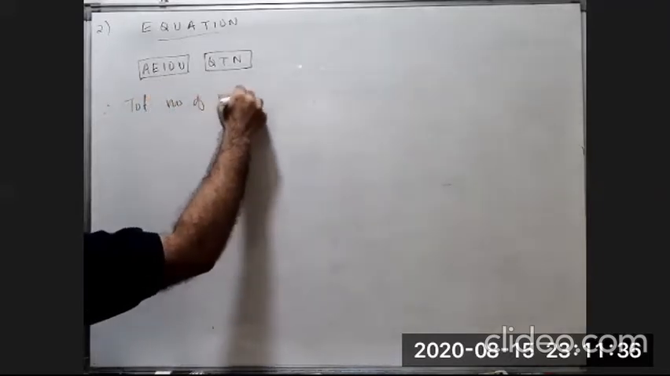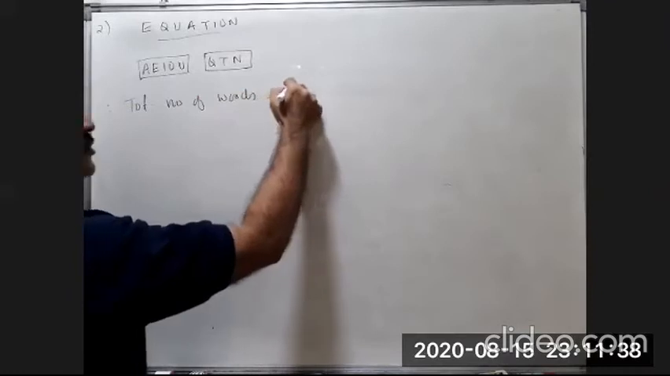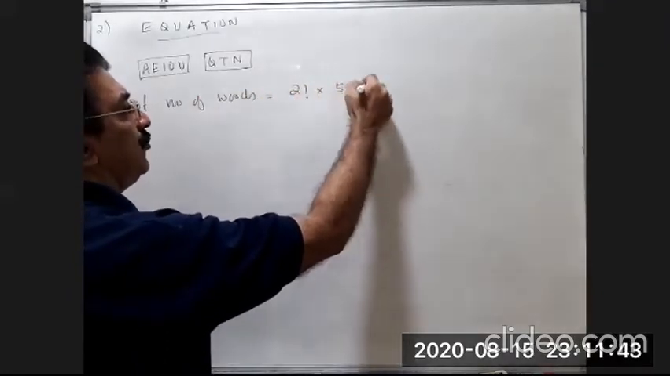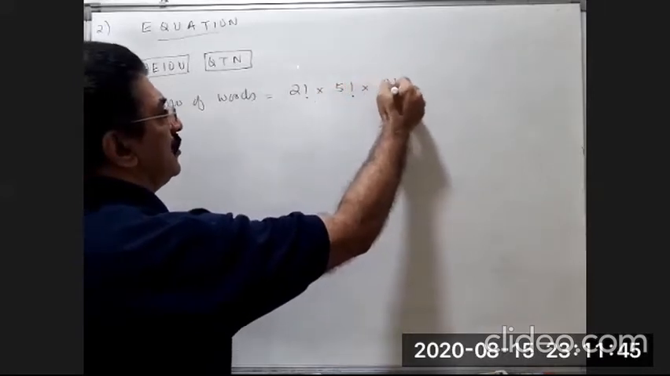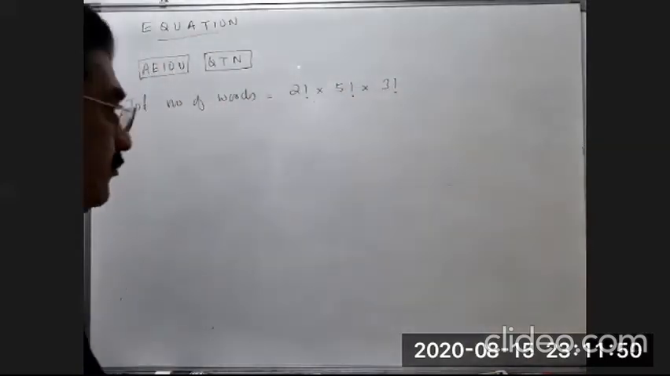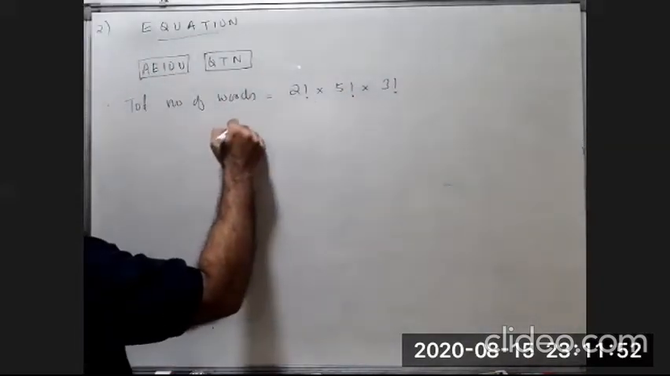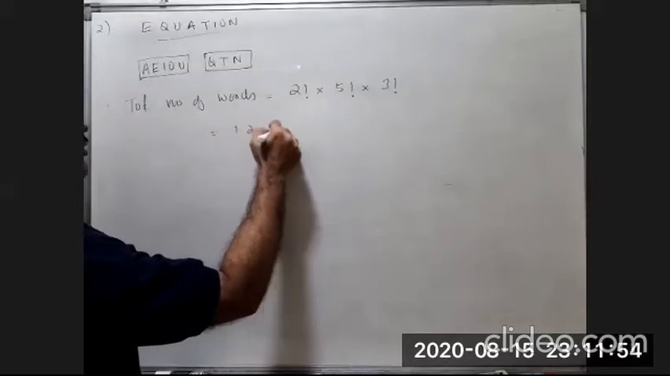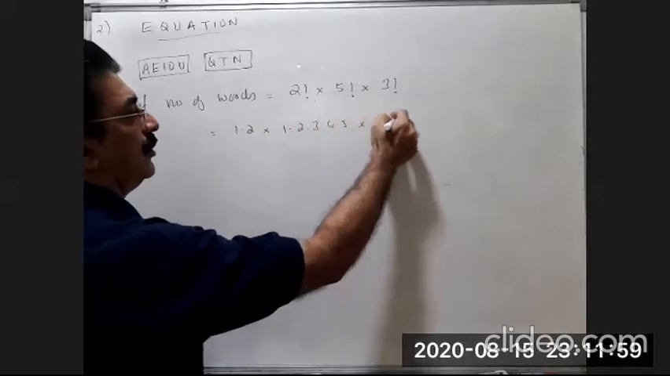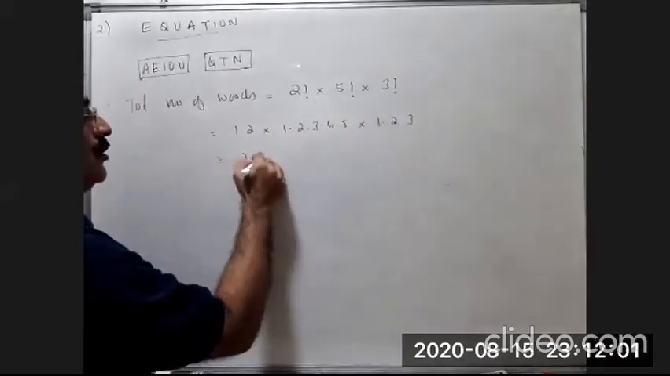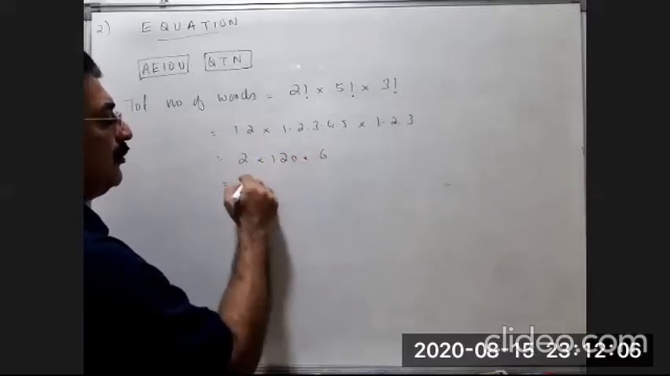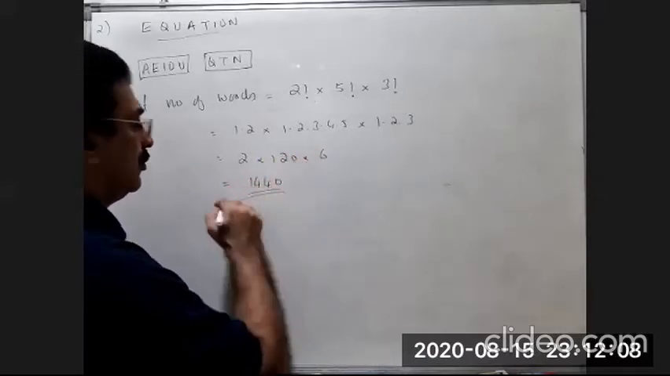Therefore, the total number of words is equal to 2 factorial into 5 factorial into 3 factorial. Why into? Because this and this. This is 1 into 2, 1 into 2 into 3 into 4 into 5. 2 sixes are 12, 12 sixes are 72... the answer is 1440.